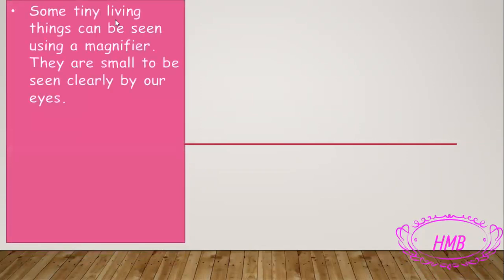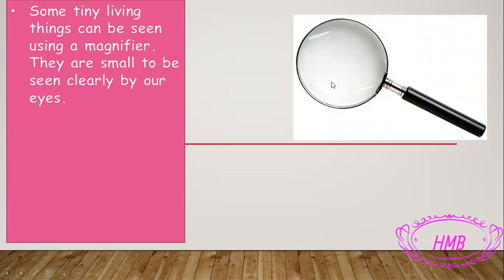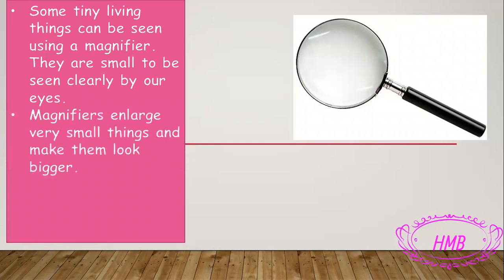First of all, some tiny living things can be seen using a magnifier. This is the picture of a magnifier. We cannot see some living things or even things with our eyes because they are so small. We can see them by our eyes but they are too small, so we cannot see them clearly, we cannot see them in details. So to see them clearly and in details, we use this tool, which is called a magnifier.